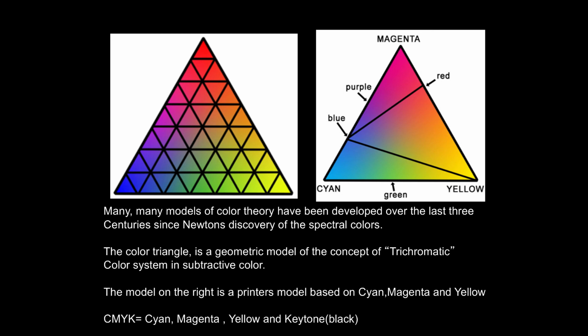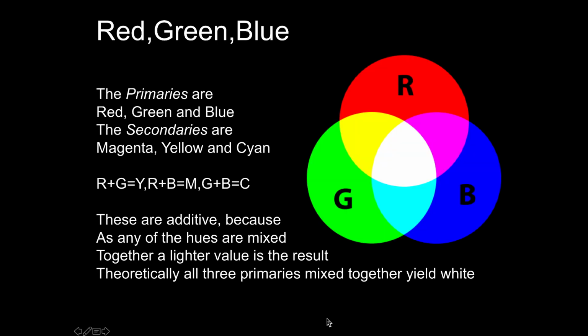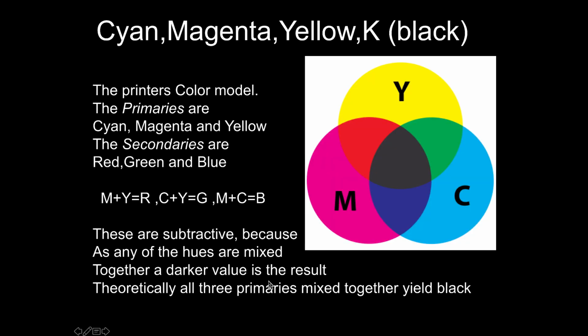So when we work with RGB, it's a trichromatic color system. When we work with CMY, it's a trichromatic color system. So that's it on the color models. The next one we'll talk about will be the actual color wheel.